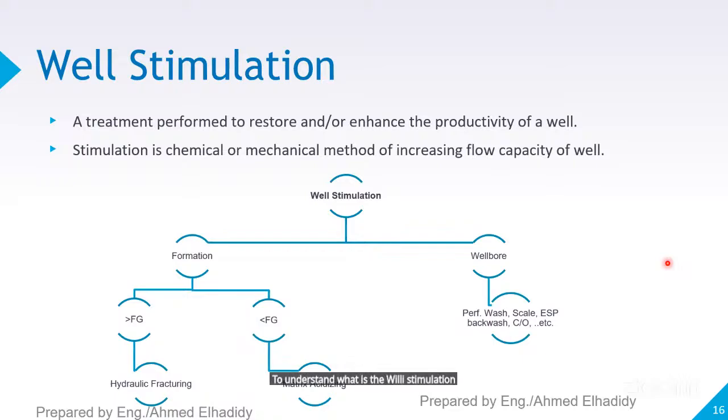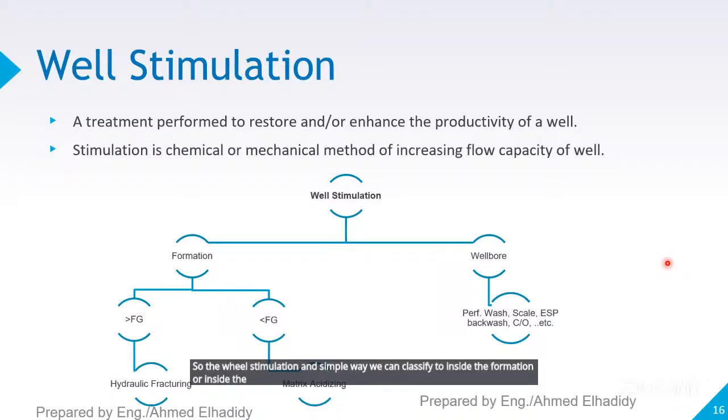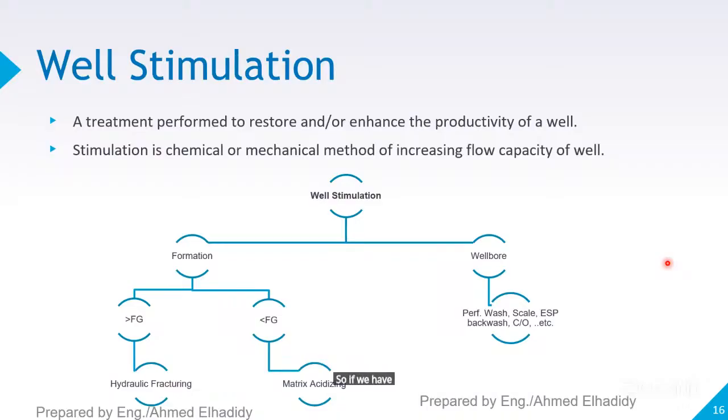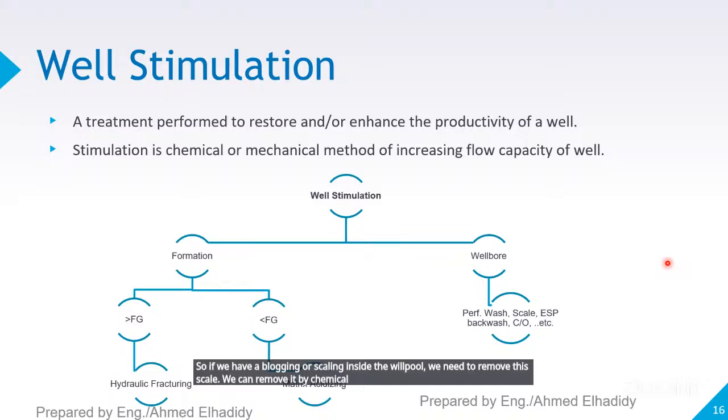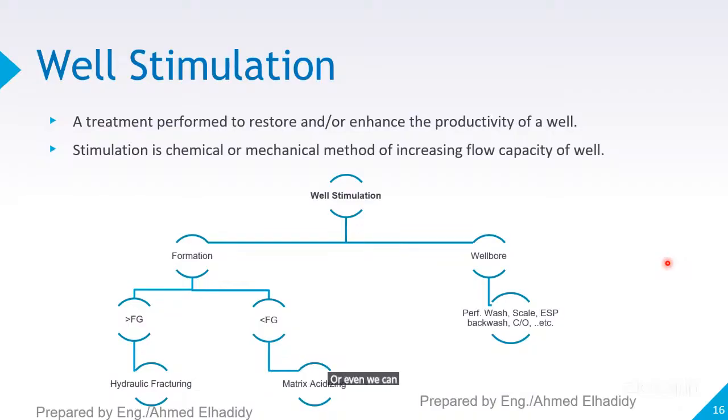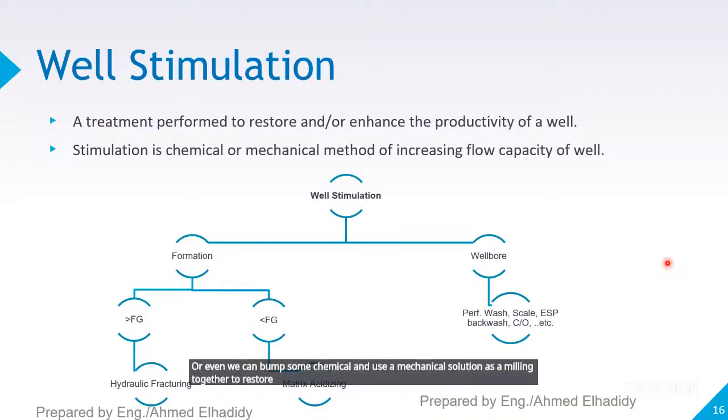So well stimulation, in a simple way, we can classify as inside the formation or inside the wellbore. So if we have plugging or scaling inside the wellbore, we need to remove this scale. We can remove it by chemical treatment, by drilling, by milling, and so on. Or we can even pump some chemical and use a mechanical solution such as milling together to restore the productivity or restore your wellbore integrity.